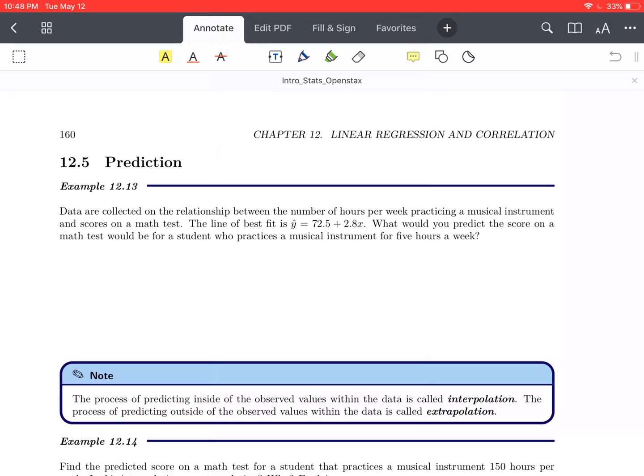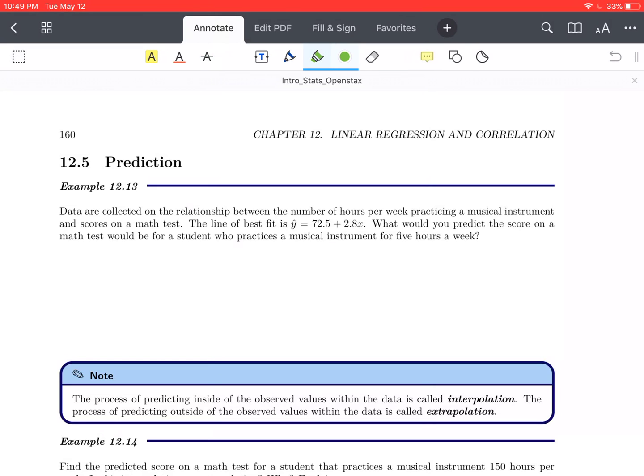So here in our first example, data are collected on the relationship between the number of hours per week practicing a musical instrument and scores on a math test. The line of best fit is y hat equals 72.5 plus 2.8x. What would you predict the score on a math test would be for a student who practices a musical instrument for 5 hours a week?